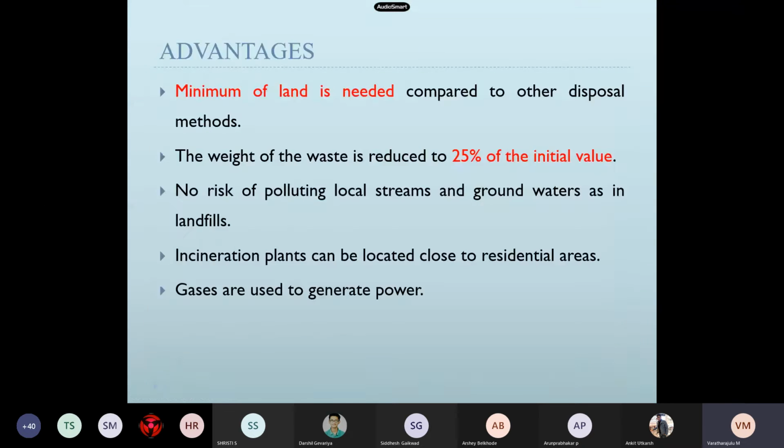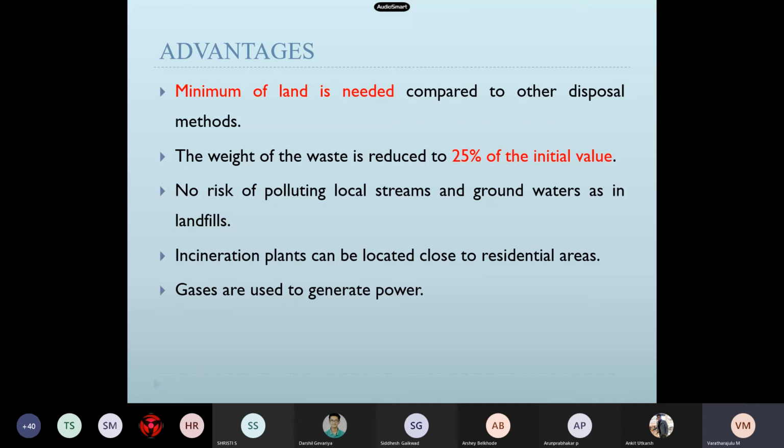The advantage of incineration plant. What we need to do is compare with the landfills. Then only we can discuss the advantages and the disadvantages. The minimum of land is needed compared to the other disposal methods. The weight of waste is reduced to 25% of the initial value, and there is no risk of polluting local streams and groundwater, as in the case of landfills.